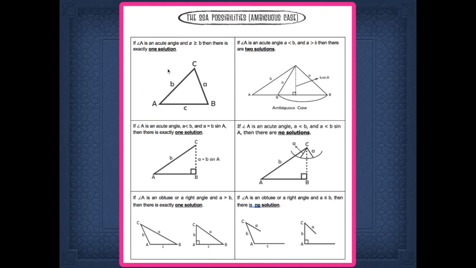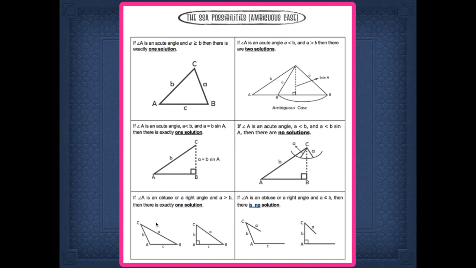So, in this first illustration, if angle A is an acute angle, so you're given an angle A that's an acute angle, and side a is greater than or equal to b, then there's exactly one solution. So if this is the case, you have an acute angle A and side a is greater than or equal to side b, then you will be able to arrive at one solution. Also, if angle A is acute, side a is less than side b, and a is equal to b sine A, you will also be arriving at one solution.